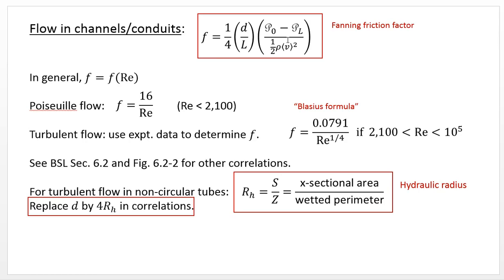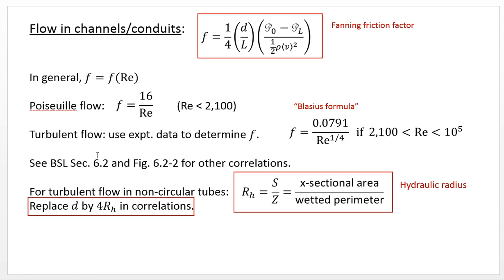We can get an expression for the pressure difference in terms of the mean velocity from Poiseuille's law, substitute into this expression here, rearrange and get a Reynolds number to come out of it, and we saw that the friction factor is 16 over the Reynolds number for fully developed laminar flow in a circular tube, which corresponds to a Reynolds number less than about 2100.